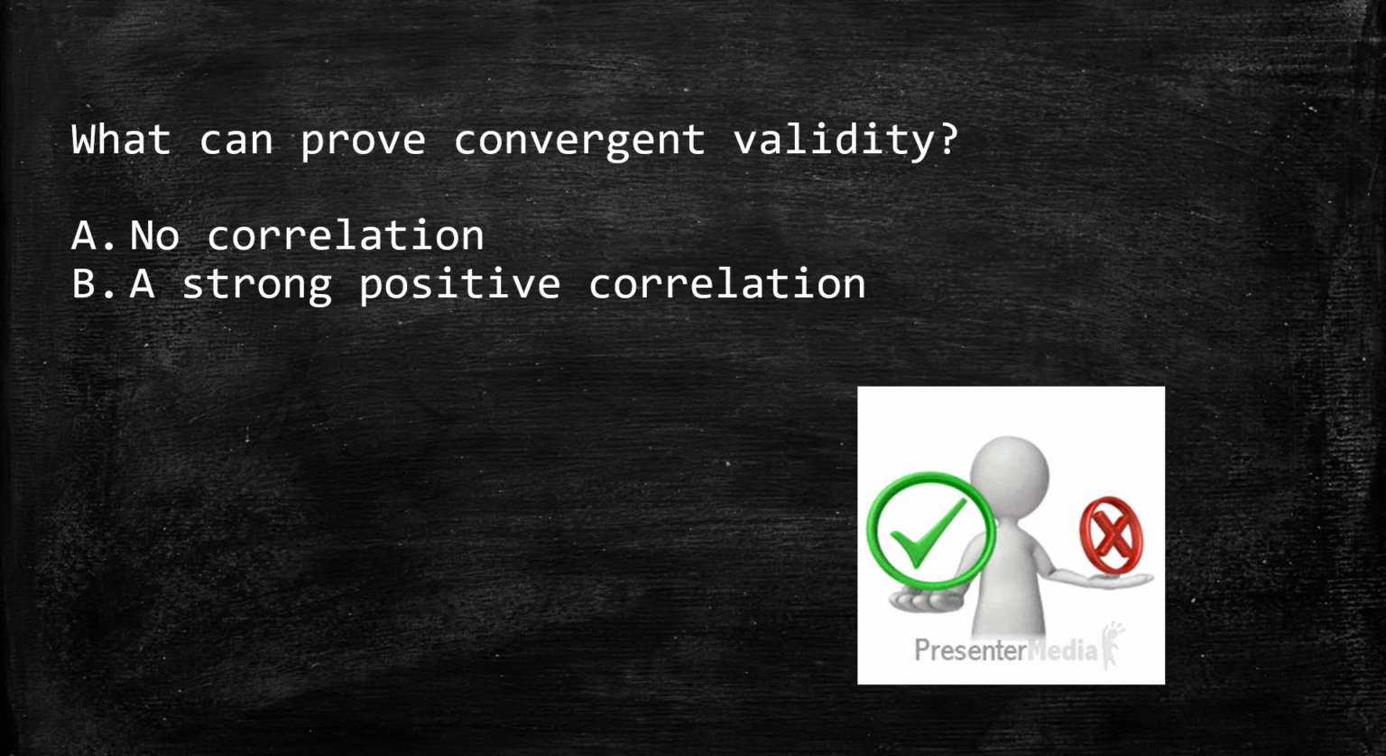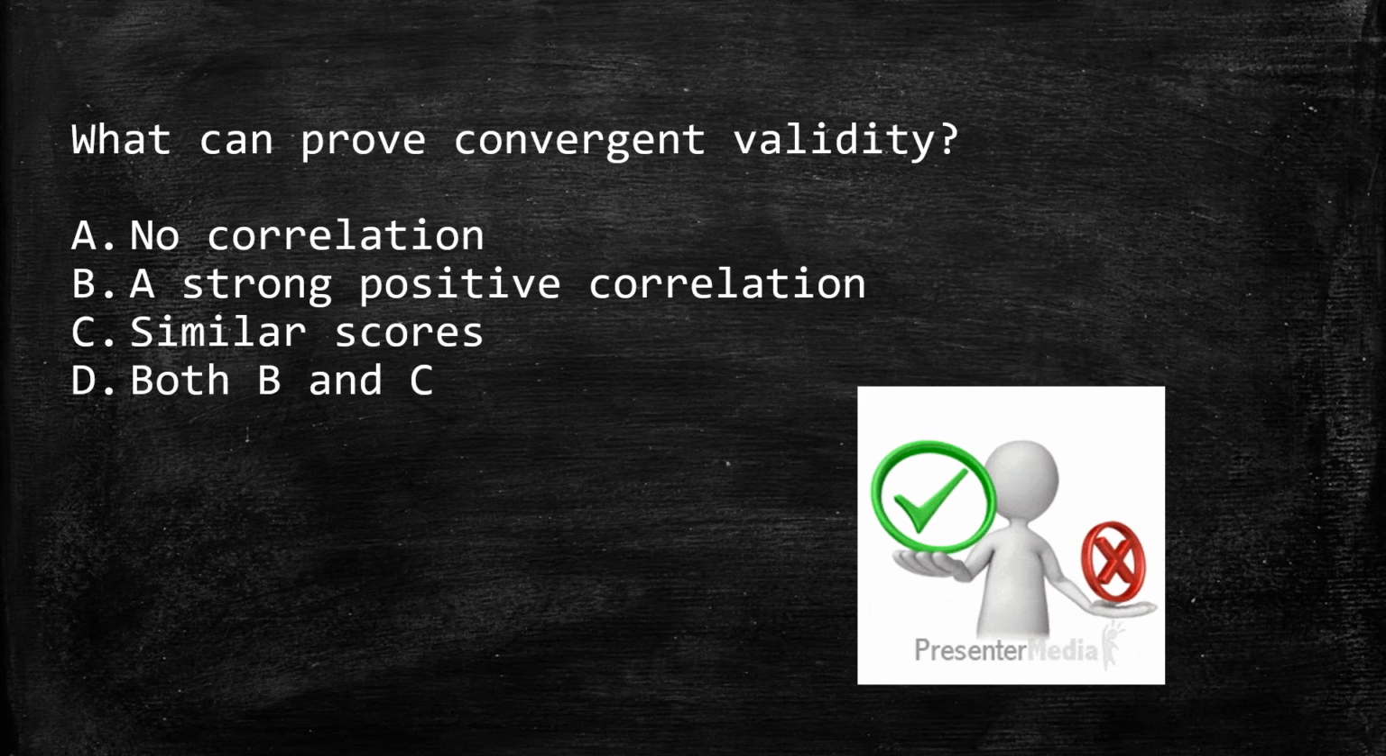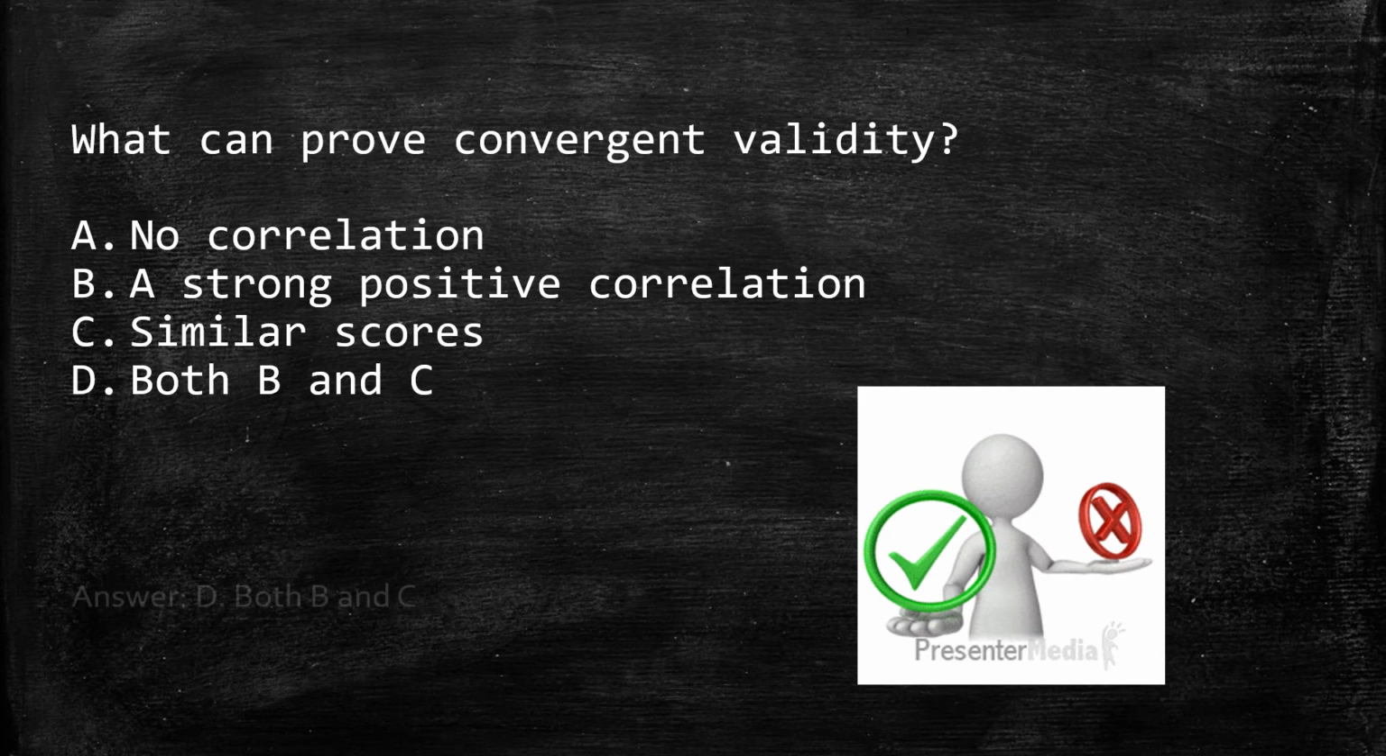What can prove convergent validity? D. A strong positive correlation and similar scores.